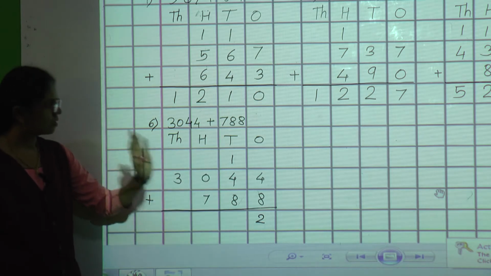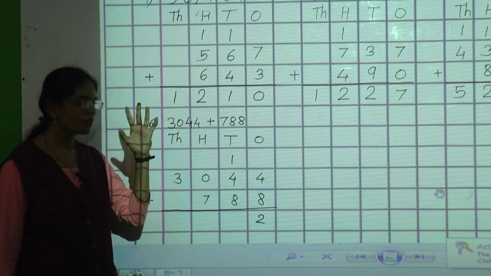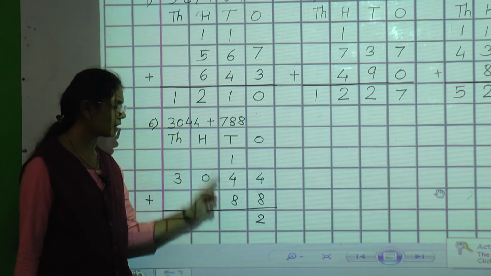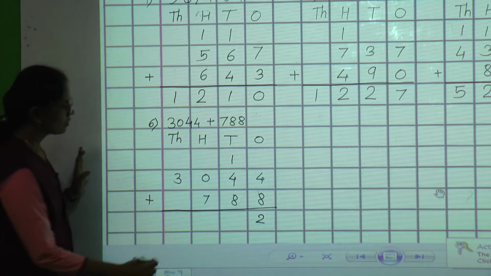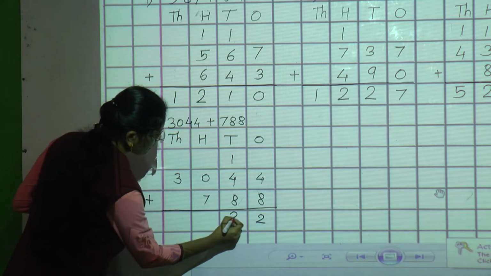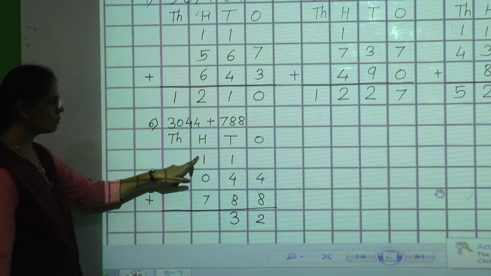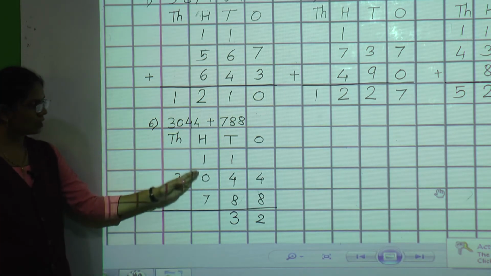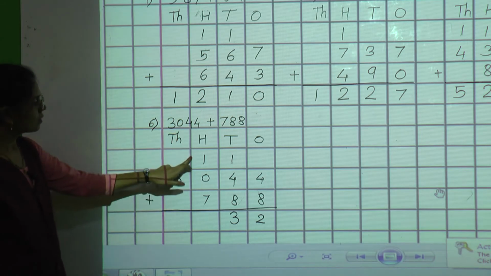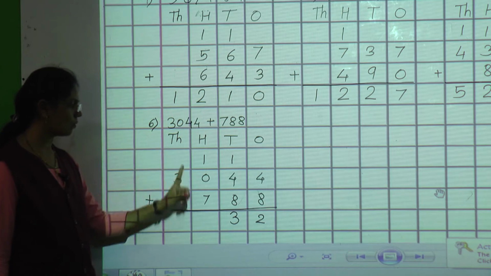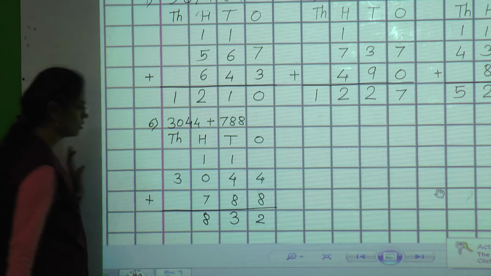Now see this tens place numbers, 1 plus 4, 5. 5 plus 8, after 5 count your 8 fingers. 5 plus 8, 13. So 13 tens means 3 tens and 100. So this one we will give as a carry to the hundreds place. Now see this column, the hundreds place column. Here 1 plus 0, 1, 1 plus 7, 8. This is simple addition. Okay.